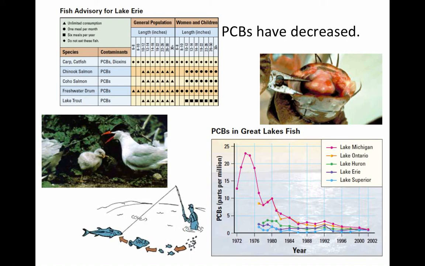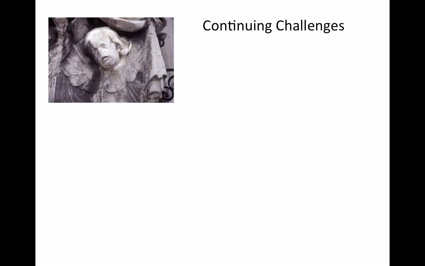So all of these things, algae, DDT, PCBs, this is where improvements were made. But there are still some continuing challenges. We saw that acid rain is still causing problems. We'll talk more about acid rain in our next chapter.